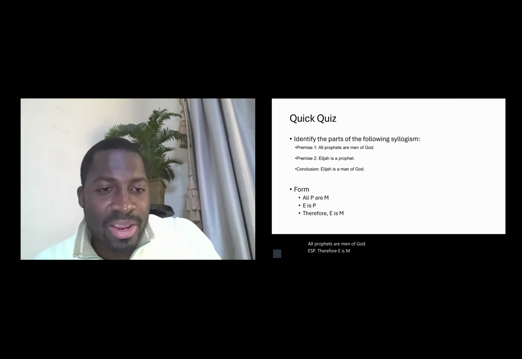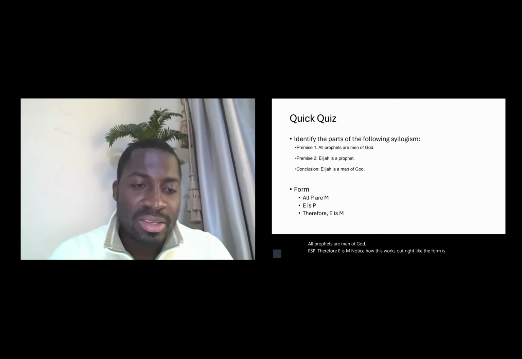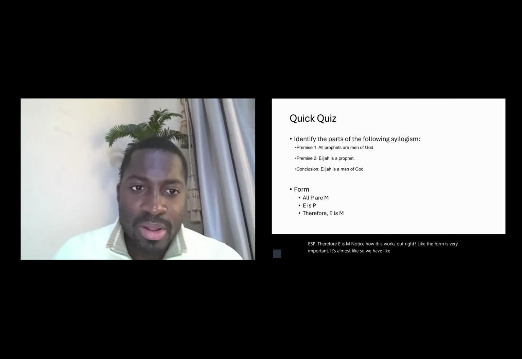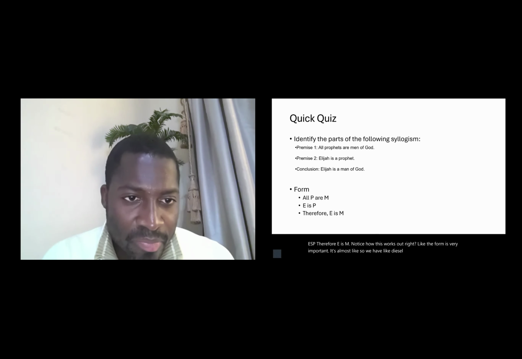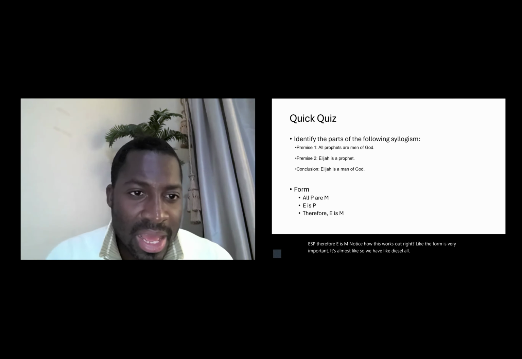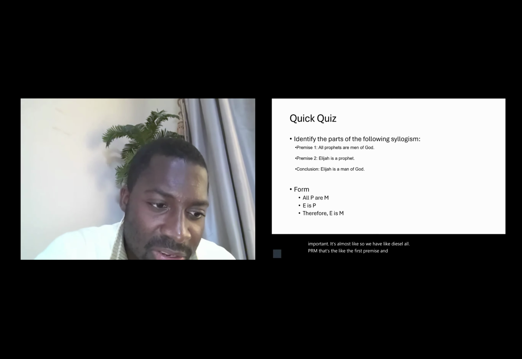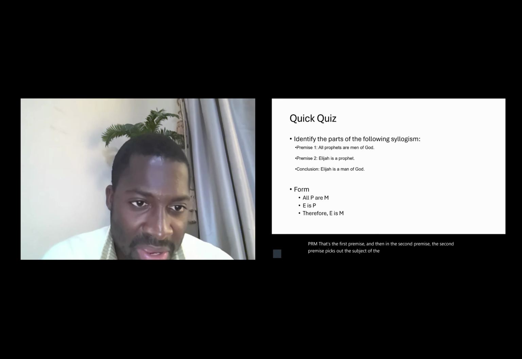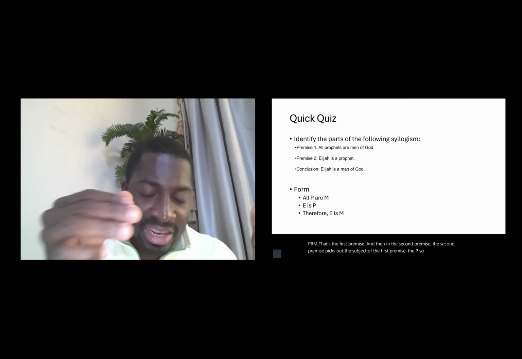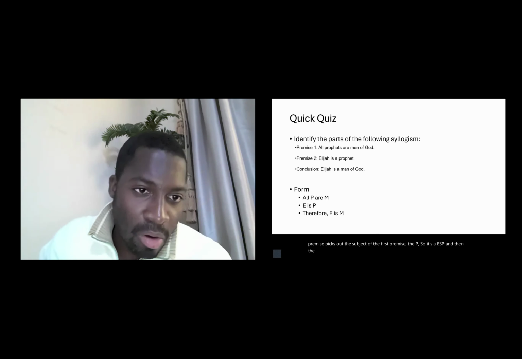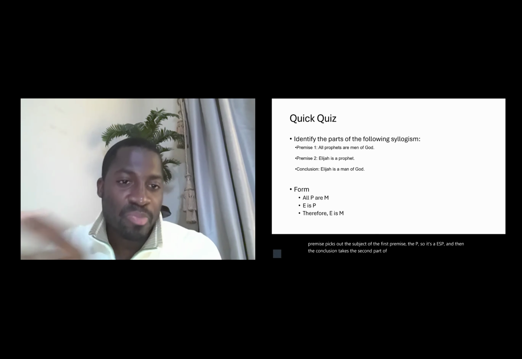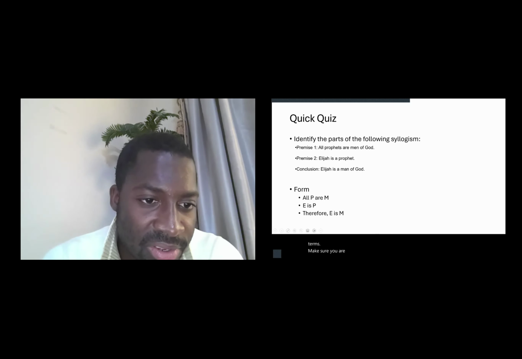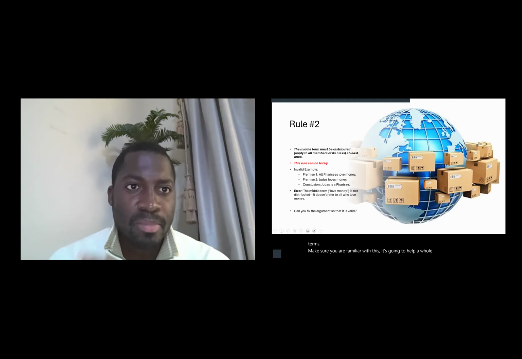Notice how this works out, right? The form is very important. So we have all P are M. That's the first premise. And then the second premise picks out the subject of the first premise, the P. So it's E is P. And then the conclusion takes the second part of the first premise, which is M. Again, the terms. Make sure you are familiar with this. It's going to help a whole lot.